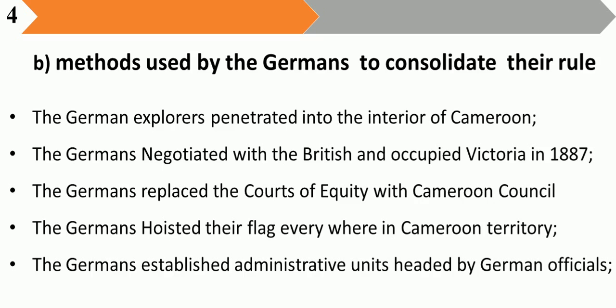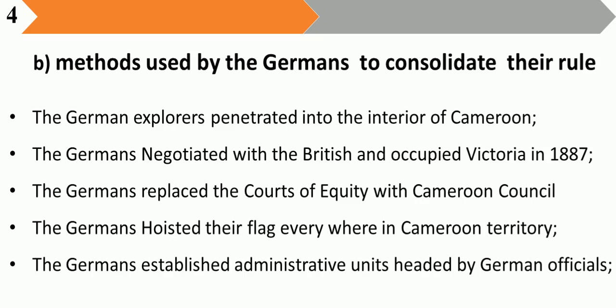The fourth thing the Germans did in order to consolidate their rule was that the Germans hoisted their flag everywhere in Cameroon to indicate that Cameroon had become a German territory. And therefore, they were confident that with the hoisting of their flag, no other European power could venture into the territory. This was in line with the provisions of the Berlin Conference, which stated that for any territory to claim effective occupation, that territory must have a hoisted flag of the occupying power.